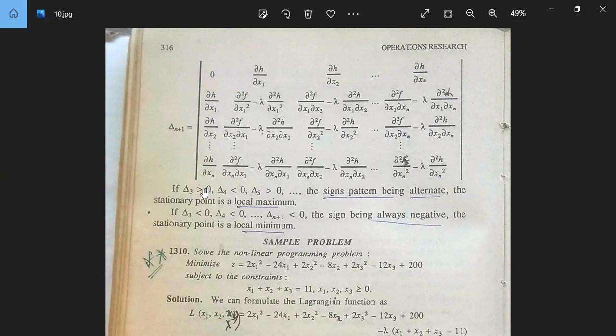If delta 3 greater than 0, delta 4 less than 0, delta 5 greater than 0, the sign pattern being alternate, पहले पॉजिटिव फिर नेगेटिव फिर पॉजिटिव फिर नेगेटिव, the stationary point is a local maximum. तो ये तुम्हें निकालना पड़ेगा वैल्यू डिटरमिनेंट की. If delta 3 less than 0, delta 4 less than 0, and so on, delta n plus 1 less than 0, तभी less than 0 है, the sign being always negative, the stationary point is the local minimum.